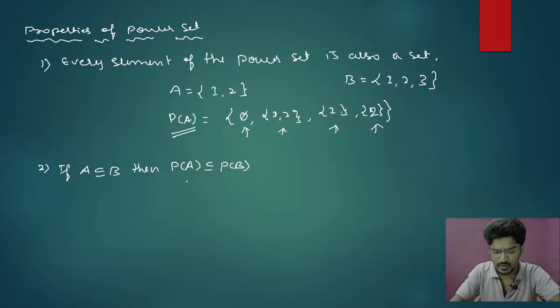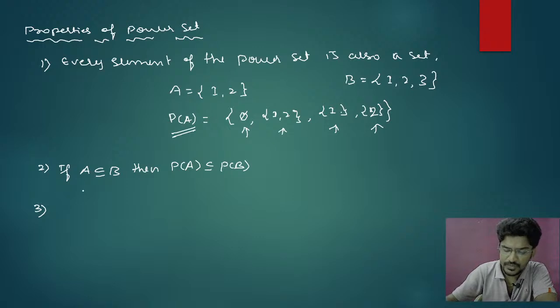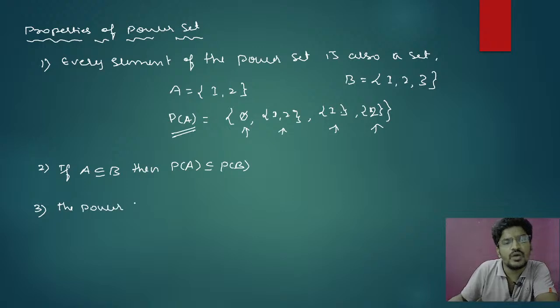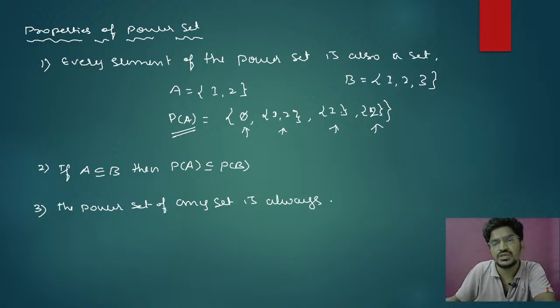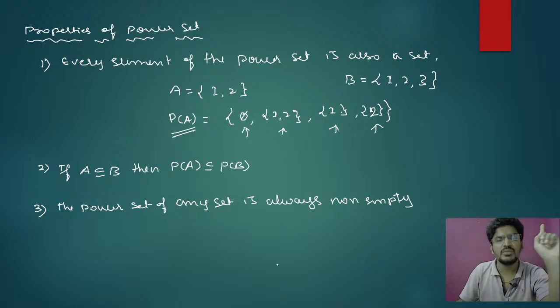Very important point. Okay, next we shall go for the next point, that is, the power set of any set is always non-empty. Always non-empty. Meaning of this is the power set has a minimum of one element.